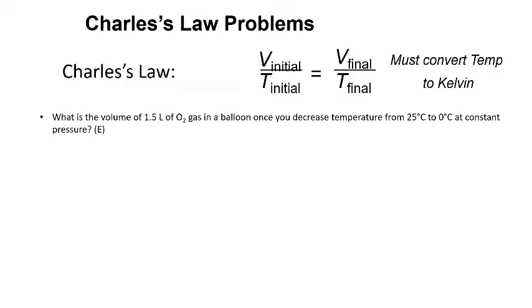So let's work through a Charles' law problem real quick. What is the volume of 1.5 liters of O2 gas in a balloon once you decrease the temperature from 25 degrees Celsius to 0 degrees Celsius at constant pressure? So pause your video and work through that.